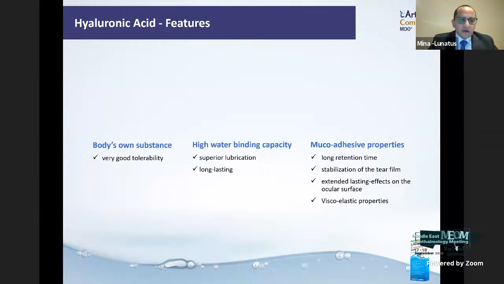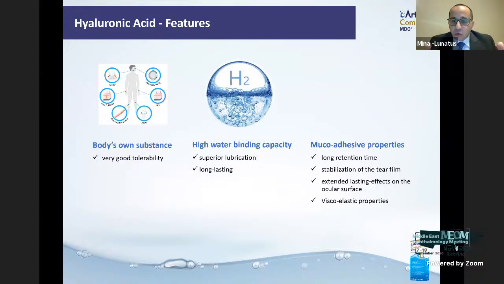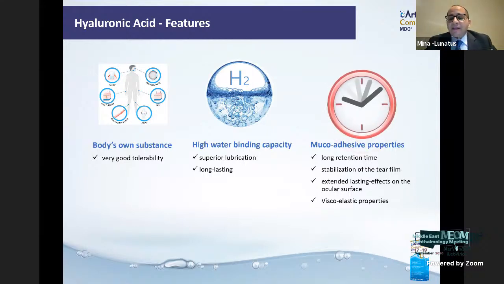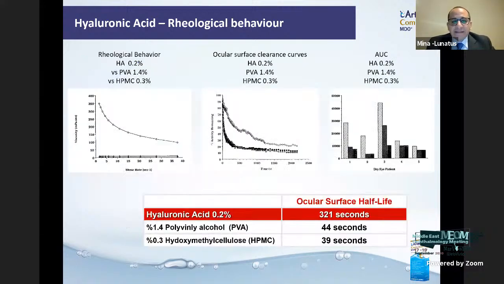Highlighting the key ingredients of Artilac Complete, we have hyaluronic acid, 0.24%, which is the body's own substance, which has very good tolerability. Also, hyaluronic acid has very good water binding capacity to provide superior lubrication and mucoadhesive properties, thanks to the non-Newtonian viscoelastic shear thinning behavior, which gives hyaluronic acid very long ocular surface residence time.